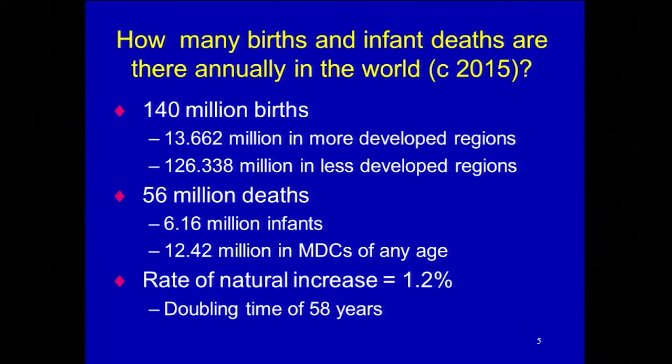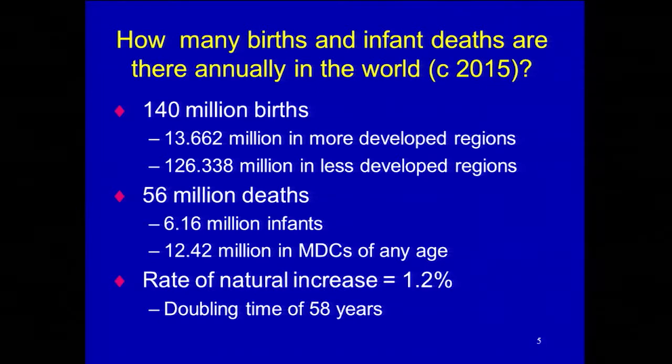So how many births and infant deaths are there annually in the world? In 2015, there were approximately 140 million births in the world, of which 126 million occurred in less developed countries and the rest in developed countries. There were a total of 56 million deaths to people of any age, of which 6 million were to infants before their 12th month of life. 12.4 million of those deaths occurred in developed countries.